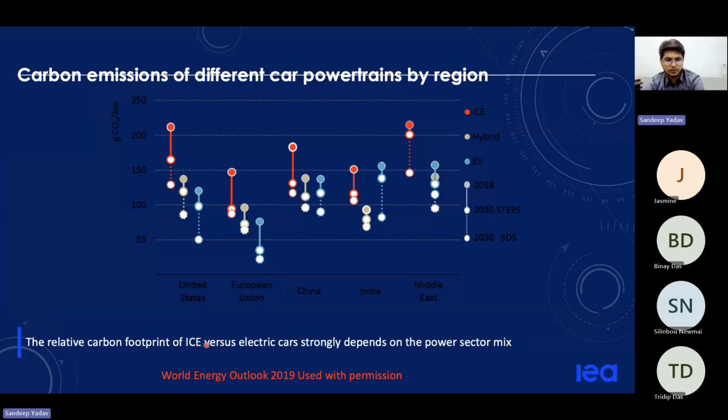The relative carbon footprint of EVs versus IC engine cars strongly depends on the power sector mix. So in Indian scenarios, it is higher. In Europe, most of the power generation is from renewables. So for Europe and for the United States, it's emitting lower CO2 compared to the ICs. But for India and China, like the developing countries, it's currently higher. I hope it is clear. Let's move back to the questions. If you have any doubts, you can ask.